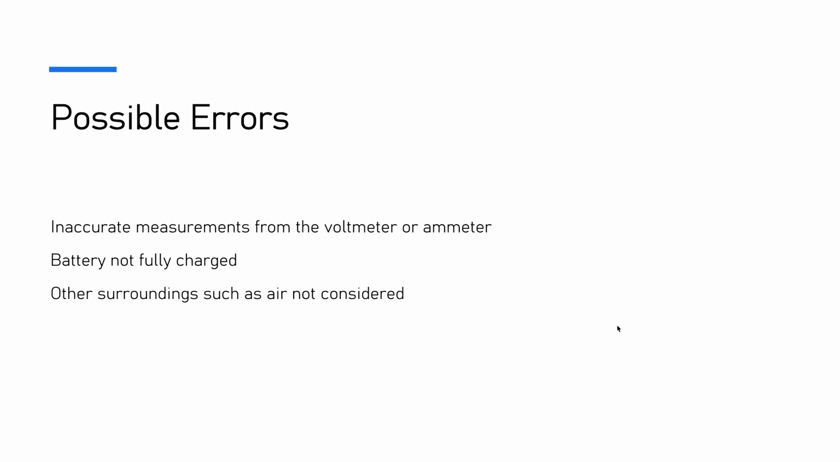Possible errors in this lab were inaccurate measurements from the voltmeter or ammeter. They were probably from the 1950s or so, ancient technology, and I don't think they would be fully reliable. The batteries may not have been fully charged, and that may have affected the calculations. And other surroundings, such as air, were not considered in our experiment, and they could have affected the values achieved.